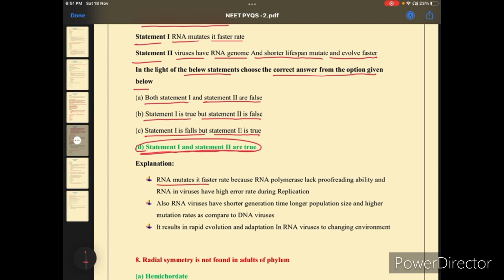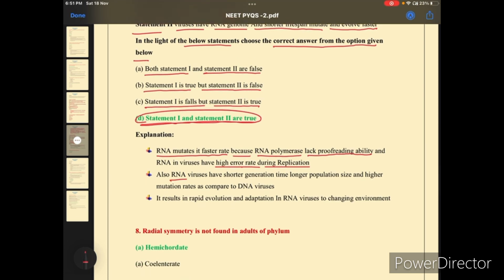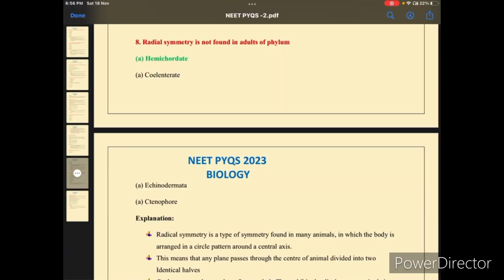RNA mutates at a faster rate because RNA polymerase lacks proofreading ability, and RNA in viruses has a higher error rate during replication. RNA viruses also have shorter generation time, larger population size and higher mutation rates as compared to DNA viruses. This results in rapid evolution and adaptation of RNA viruses to a changing environment. Let us see the next question.